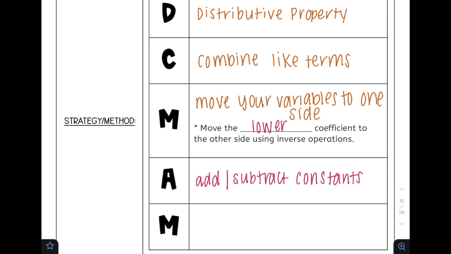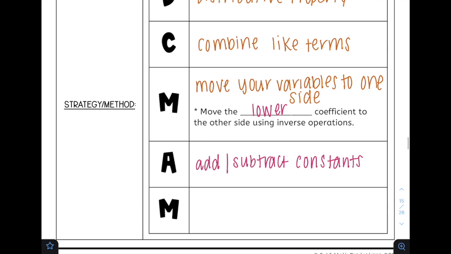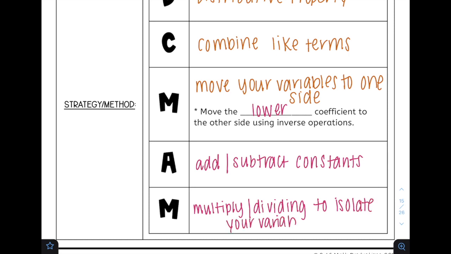And then the last step is to make sure that you're multiplying and dividing to isolate your variable. And the whole idea is to solve for that missing variable, the missing value. So in order to do that, you have to either multiply or divide depending on the inverse operation in order to solve for it. Okay, so let's try out some guided practice problems.